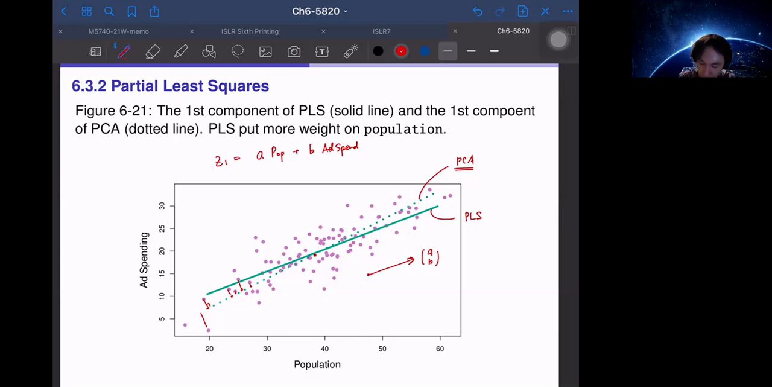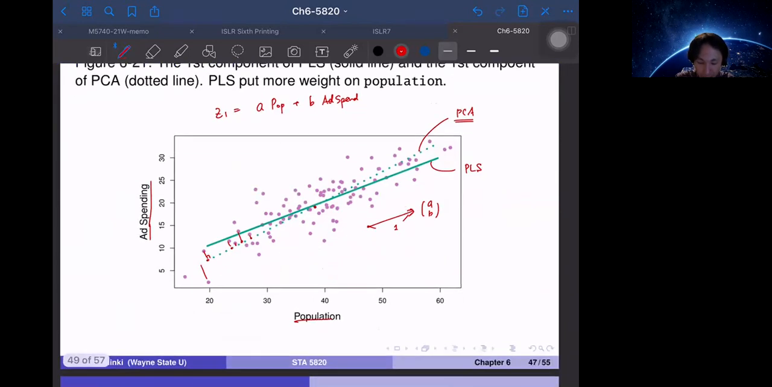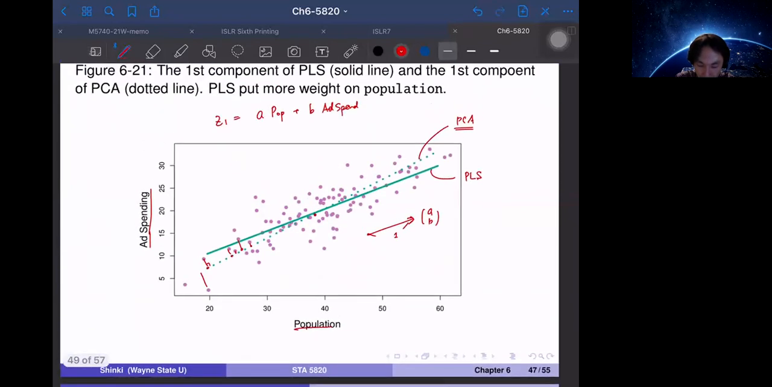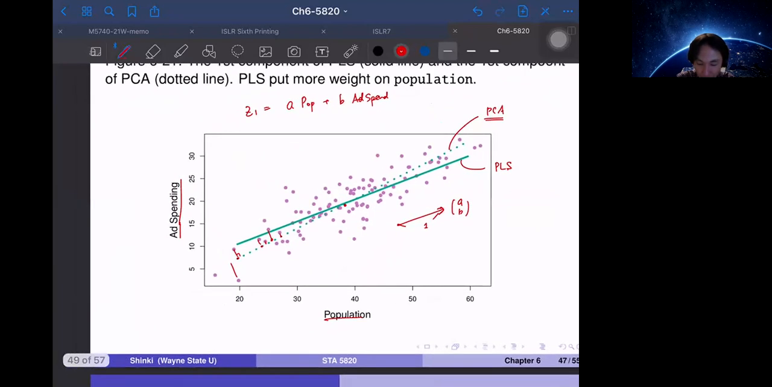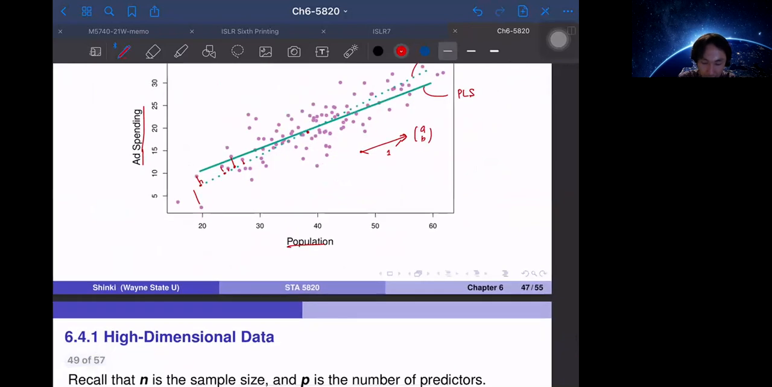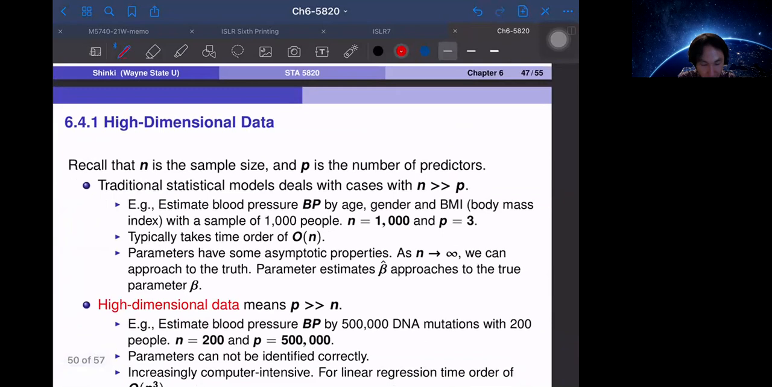So suppose this is the standard vector of standard size, then for PLS, probably a is larger and b is smaller. That means the population is more useful to predict Y, maybe sales or something. So population is a more useful predictor than advertisement spending. That's why PLS is slightly different from PCA. Generally, these two are not too different because anyway the objective is to summarize data, but PLS is more specialized to predict our specific Y.